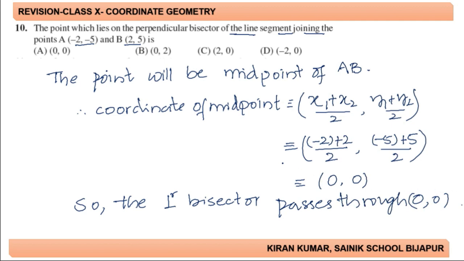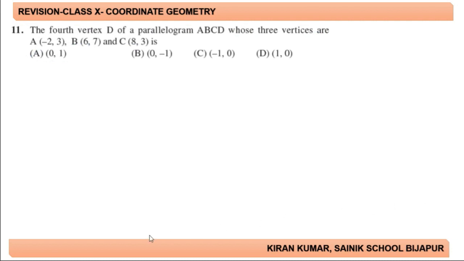And this verifies option A is the right answer. Question number 11. The fourth vertex D of parallelogram ABCD whose three vertices are A (-2, 3), B (6, 7) and C (8, 3) is.